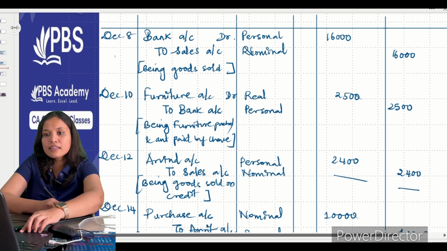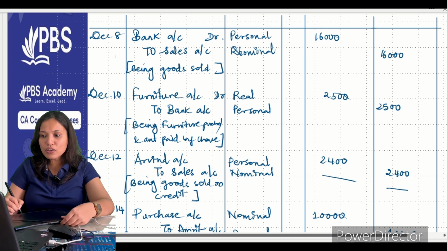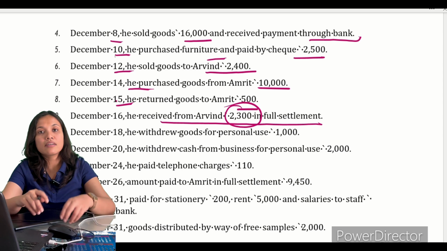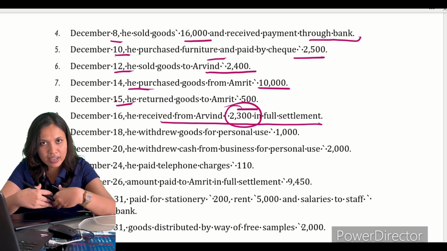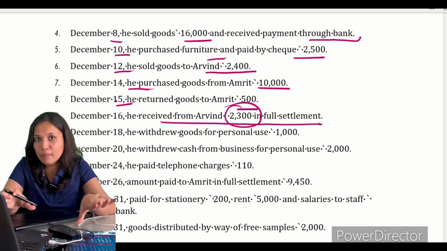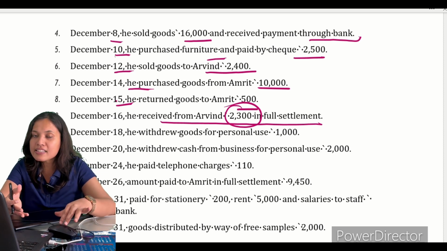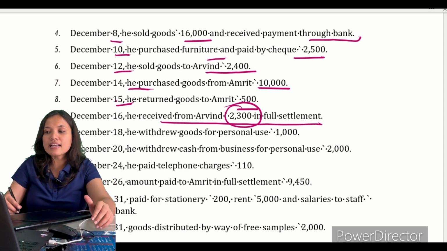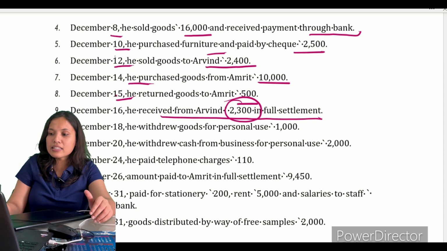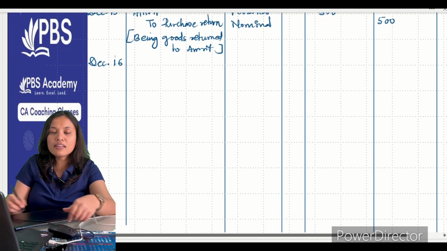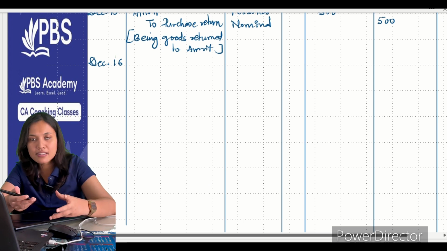Yes, the balance is 2400, but how much is he paying us? 2300. He has to pay us 2400, but he is paying us only 2300 in full settlement. He will not give the 100 rupees later. It is said here, full settled. If he pays 2300, it is full settled. We are supposed to receive 2400, but he has paid us 2300. Then that 100 rupees is my discount.